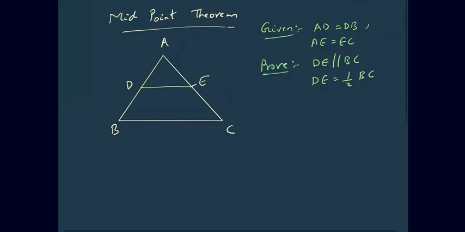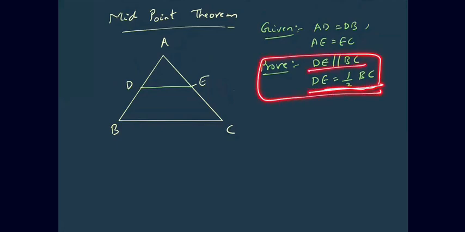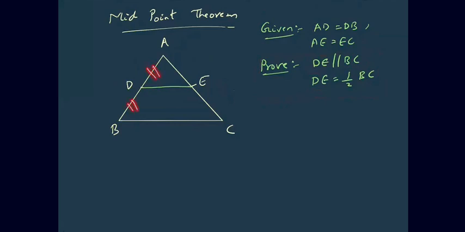Just repeat it again. So today we are discussing the midpoint theorem. What it says is, if there is a triangle ABC and D and E are the midpoints of the sides AB and AC, then if we join this DE, this will be parallel to BC and it will be half of BC. This is what we need to prove, and it is given that AD is equal to DB and AE is equal to EC. This is given. So let us see how we do it.